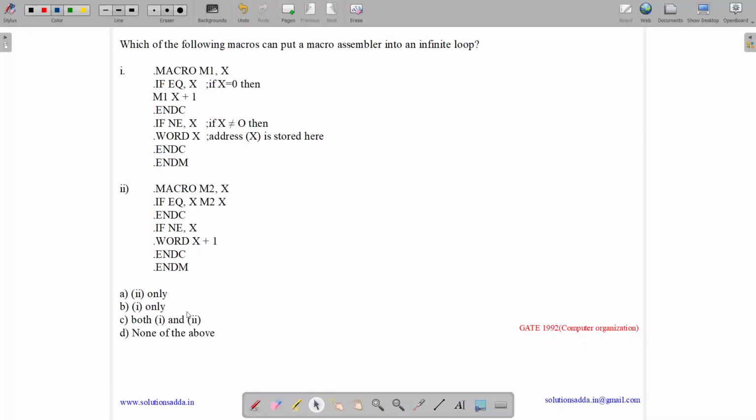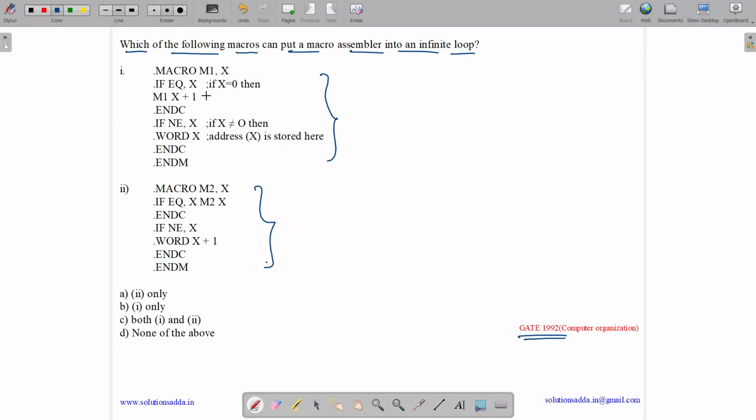This question belongs to the computer organization subject and was asked in GATE CSE 1992. So the question states, which of the following macros can put a macro assembler into an infinite loop? So we have macro M1 and a macro M2. Second only, first only, both first and second, and none of the above.